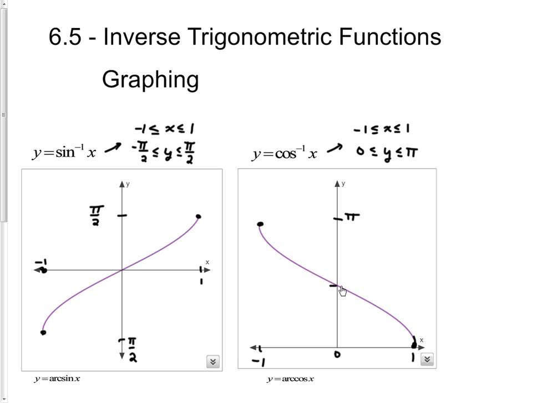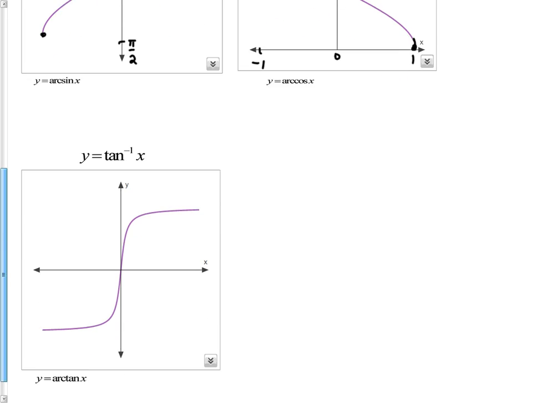We'll pass through the y-axis at the point π/2, so (0, π/2) is on the graph right here, just like (0, 0) is on our graph over here. So our inverse cosine basic function looks like this. Again, it might be helpful to visualize a sideways cosine graph going through these points. Finally, we have the inverse tangent graph.